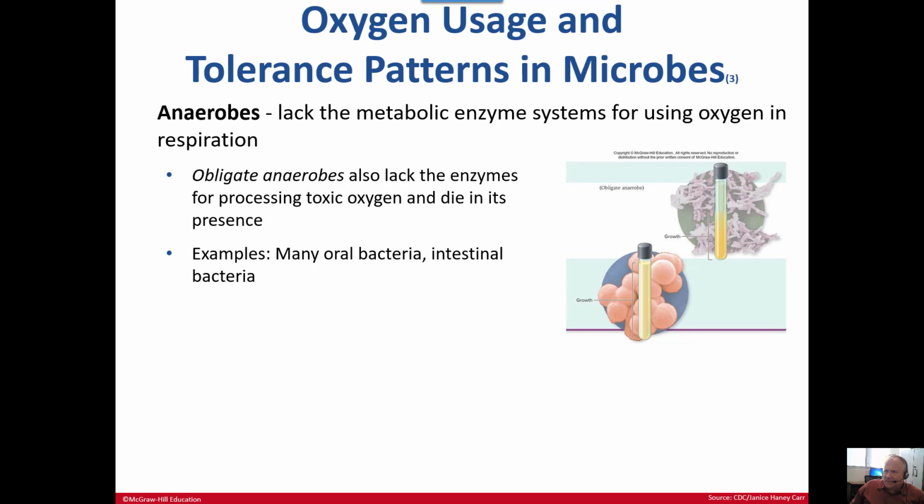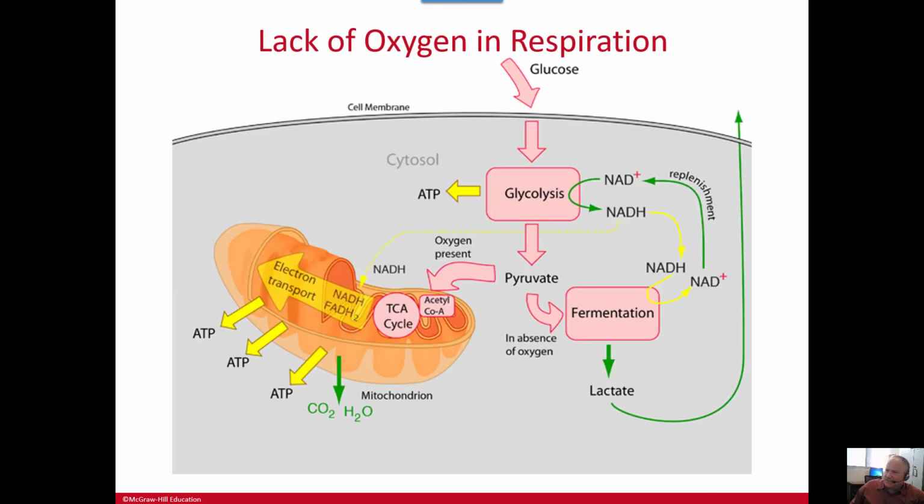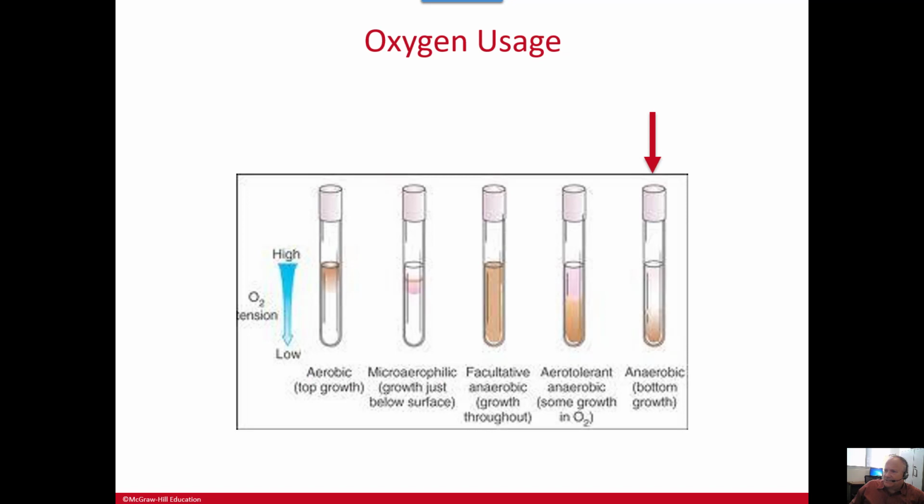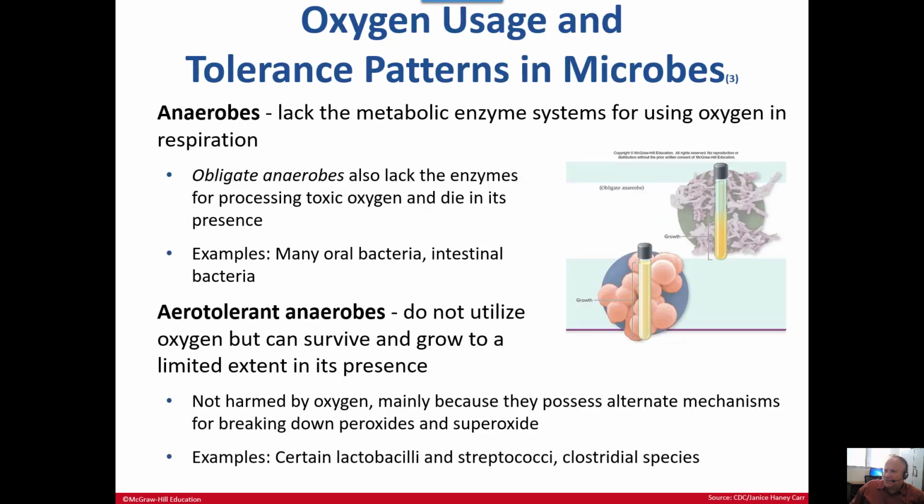Anaerobes lack the metabolic enzymes for using oxygen at all. Obligate anaerobes lack the enzymes for processing toxic oxygen. As a result, they'll die. And in this group, you can see that they require, in the absence of oxygen, a type of fermentation leading to formation of lactic acid, and it's not as productive in terms of making energy. You can see the anaerobic at the very farthest away, which would have the lowest oxygen tension down towards the bottom of the tube.